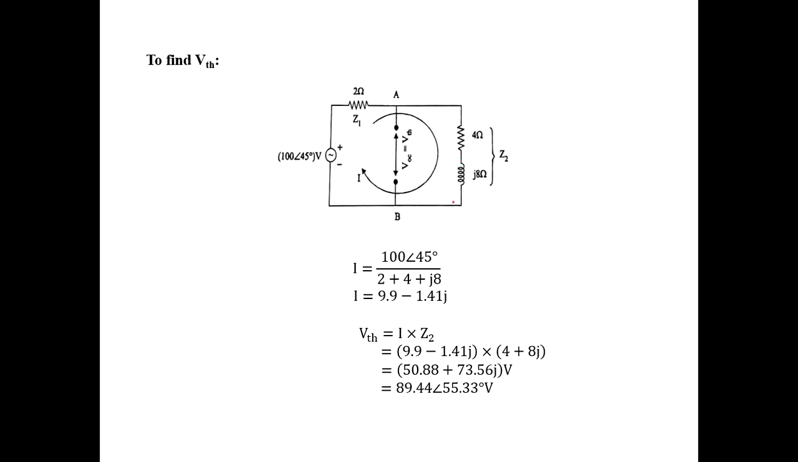Next, this is one loop. By using Ohm's law, we can find the current flowing through this loop. I is equal to V divided by R. Here the V value is 100 angle 45 divided by the Z value, the impedance value, which is 2 plus 4 plus j8. We got the answer: I is equal to 9.9 minus 1.41j.